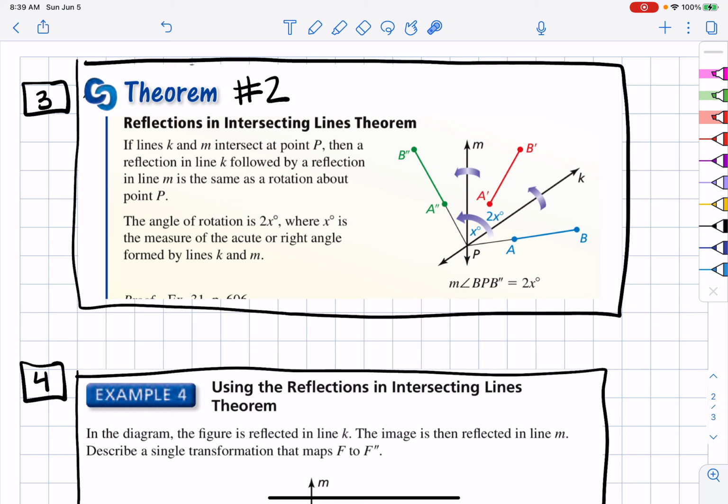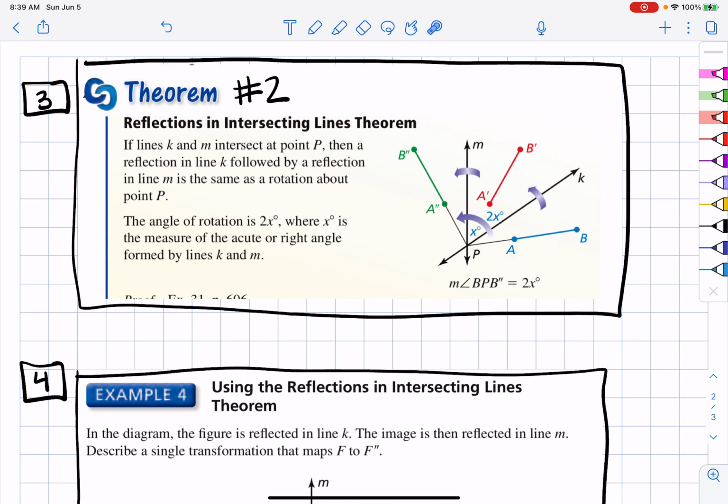It says, if lines K and M intersect at point P. So let's get this straight here. Here's line M, here's line K, and they are intersecting at point P right down there. All right? And it says, if we have a reflection in K followed by a reflection in M, so let's start with this line segment AB. If I reflected in line K, I would get A prime and B prime, which is pretty obvious to see.